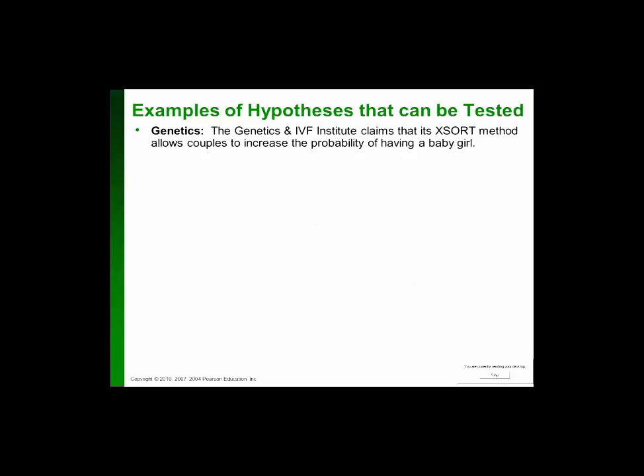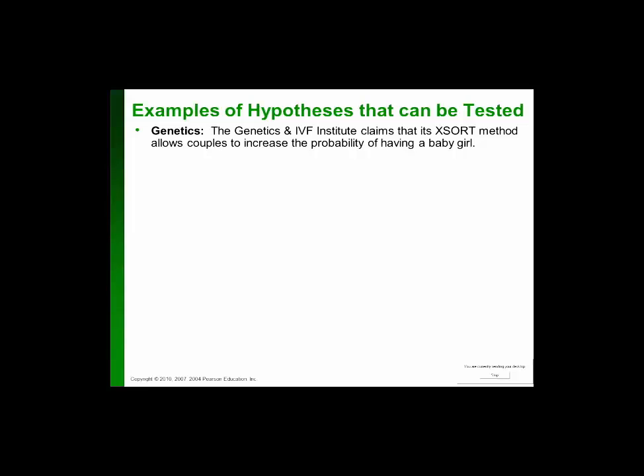Examples of hypotheses that can be tested: the Genetics and IVF Institute, we've been talking about all semester, claims that the XSORT method allows couples to increase the probability of having a baby girl. Now, without any kind of procedure, roughly what's the probability of a baby being a girl? About 0.5 or 50%. The Genetics and IVF Institute claim that with their procedure, P is greater than 0.5 for having a girl.